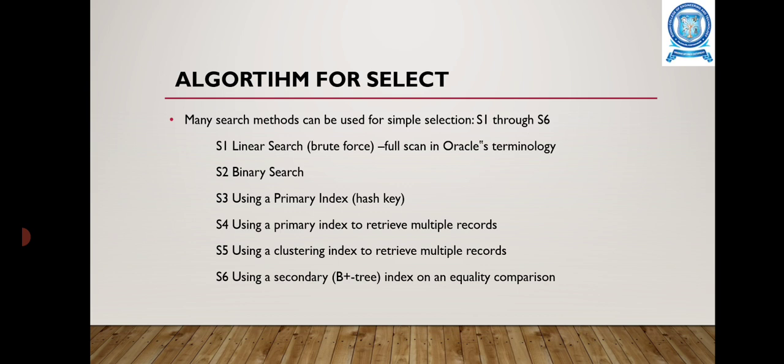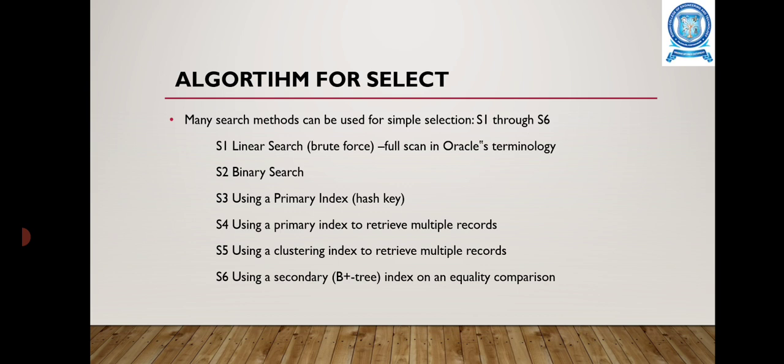Then S5 is using a clustering index to retrieve multiple records, if the selection condition involves an equality comparison on a non-key attribute with a clustering index. Next one is using a secondary index, that is a B plus tree. This method can be used to retrieve a single record if the indexing field is a key, or to retrieve multiple records if the indexing field is not a key. This can also be used for comparisons involving less than, greater than, less than or equal to, greater than or equal to. Methods used for range queries too.